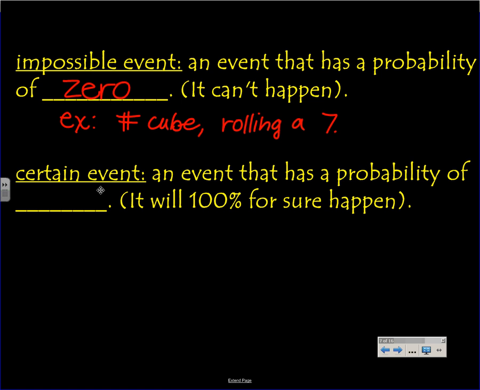The other type of event is a certain event. That's an event that has a probability of 1. That means it will 100% for sure happen. An example of a certain event would be if I roll a cube again. If I roll a cube, what's my chance of getting a number between 1 and 6? Well, that's going to happen every time I roll the cube, so that has a 100% chance of happening. That would be a certain event.